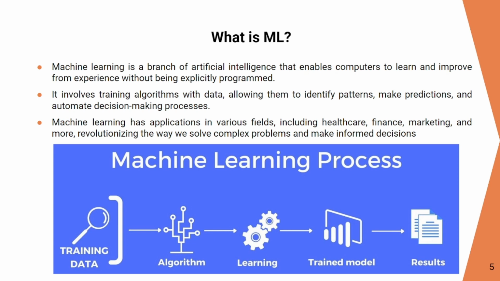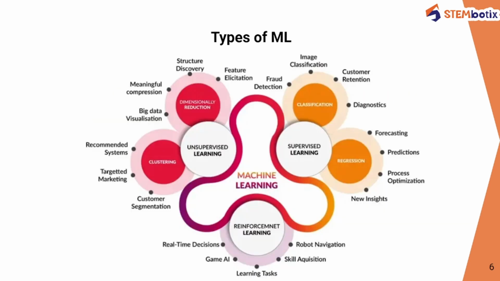The machine learning process is somewhat similar to what is given in this picture. First it has training data, then algorithms, then it learns, then you get a trained model, and then you will have some results. Now we are going to see three main types of machine learning. As you can see in the image, these are supervised learning, unsupervised learning, and reinforcement learning.